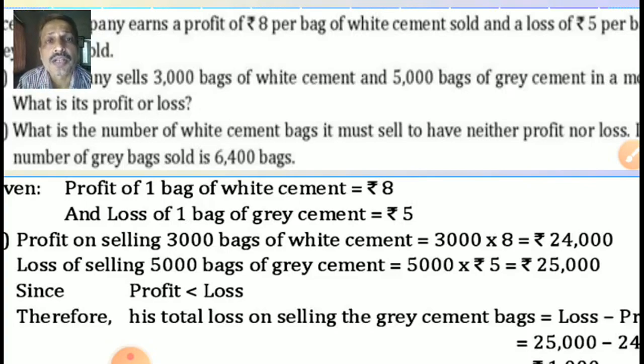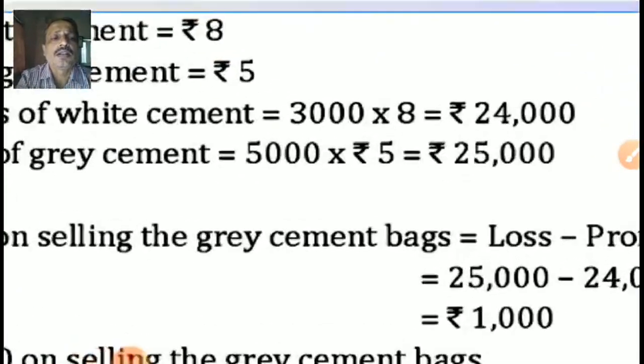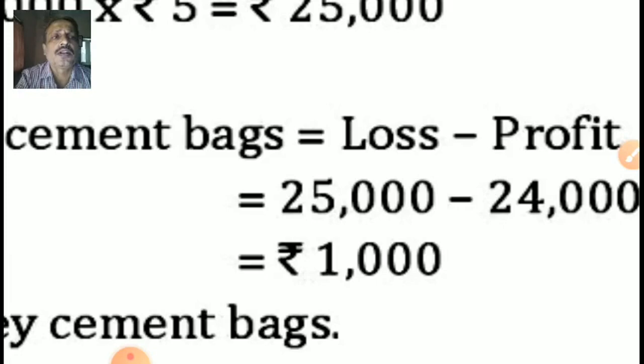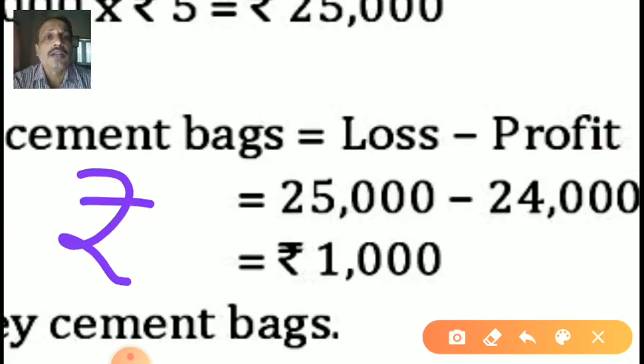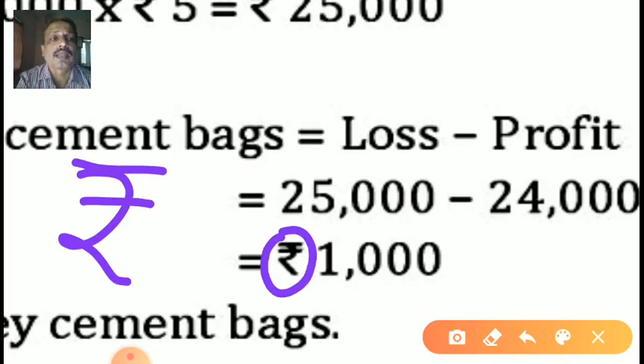So here in question A, loss occurs and loss is greater than profit. Therefore, his total loss on selling the grey cement bags is equal to loss minus profit. So 25,000 minus 24,000. Answer is rupees 1,000. This is the sign of rupees. You are knowing very well. Once again I remind you, this is the sign of rupees. Clear?